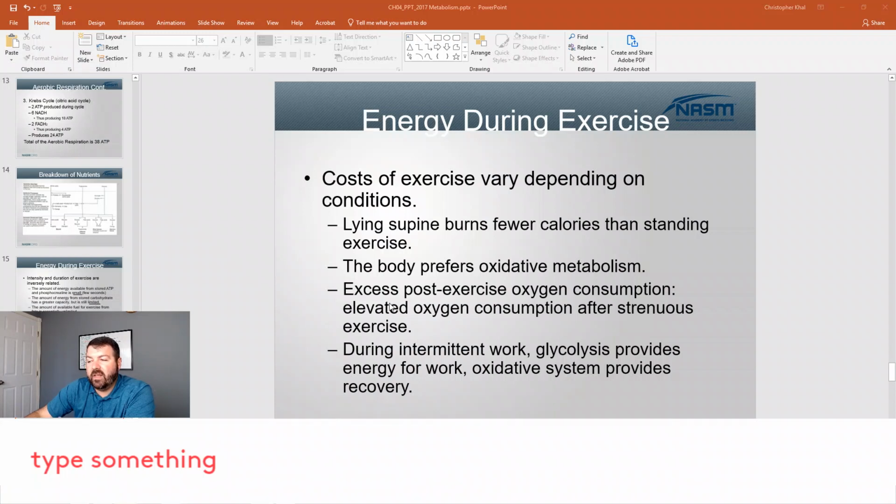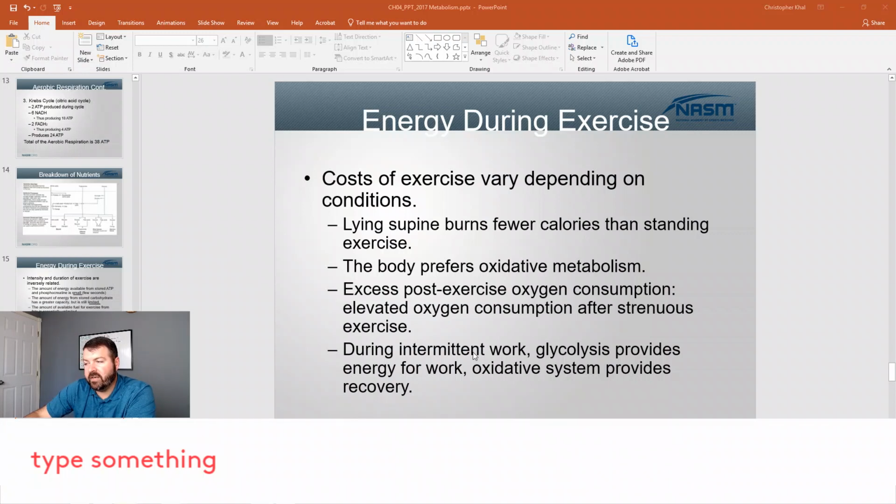And then after you do some kind of activity, for example, there's that excess post-exercise oxygen consumption, or the EPOC. Even though you're done with the activity, for the first few minutes afterwards you breathe heavy. That way your body can start to build up that stored ATP.